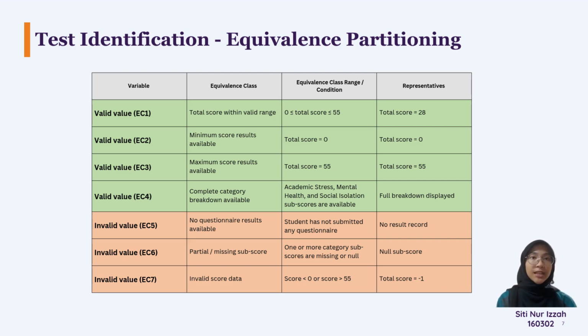Then, for invalid values, first is when there is no questionnaire submitted, so there is no result to display. Then, when there is a partial or missing subscore, meaning the student did not answer one or more category scores, which results in null values. And lastly, when there is invalid score data, such as -1 or a value above 55. So here the representative value is -1. By testing one representative from each class, we can efficiently cover all meaningful input scenarios.